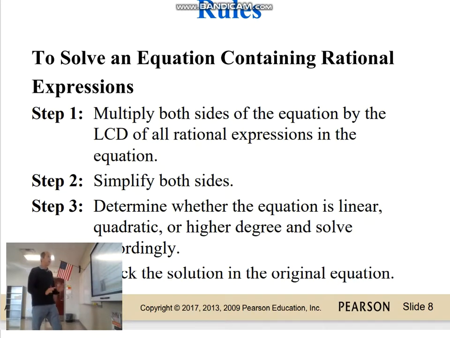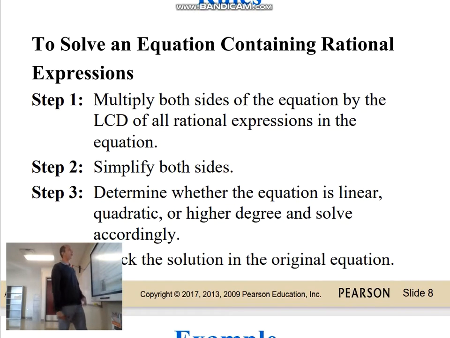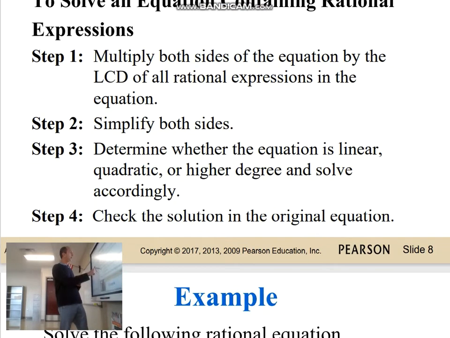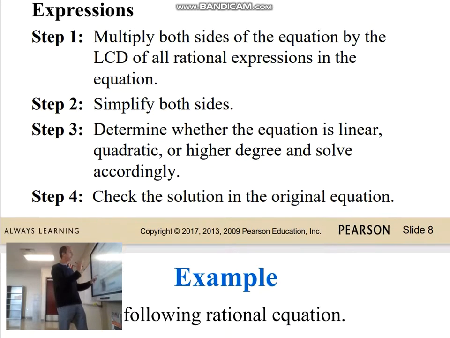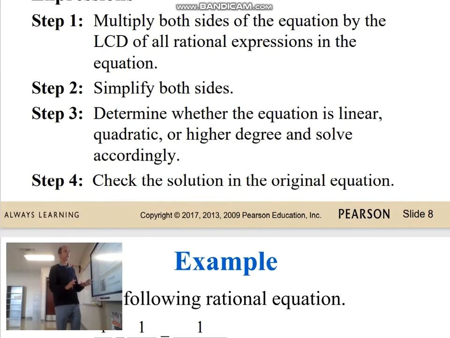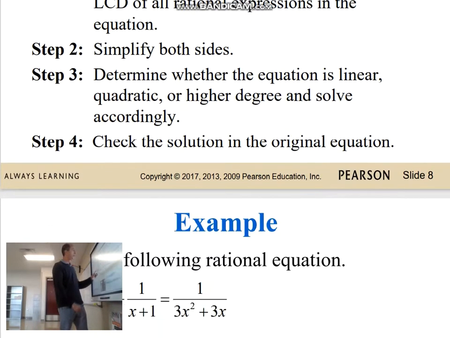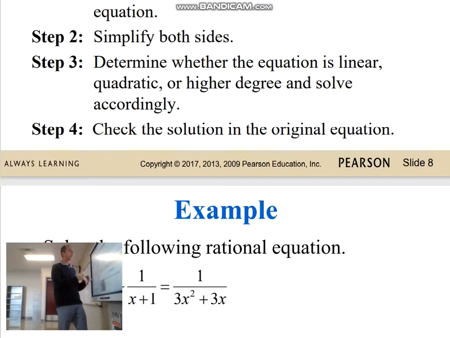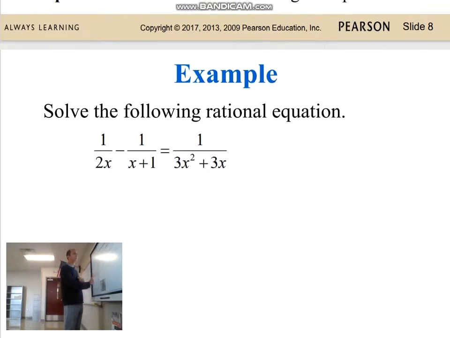And the step by step to solve equations containing rational expressions. Step number 1, multiply both sides of the equation by the least common denominator. Step number 2, simplify both sides. Step number 3, determine whether the equation is linear, quadratic, or higher degree to solve. And after you find the solutions, check in the original equation to make sure you have the right solutions.